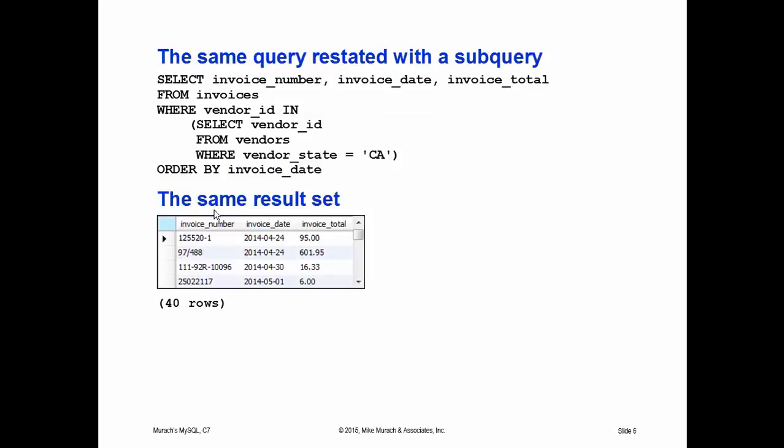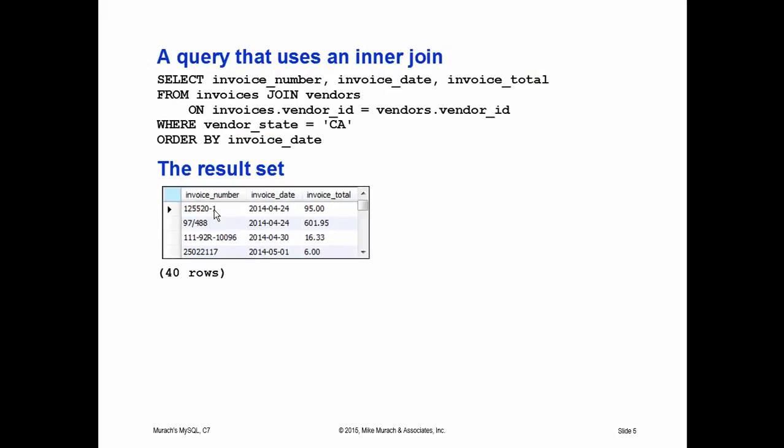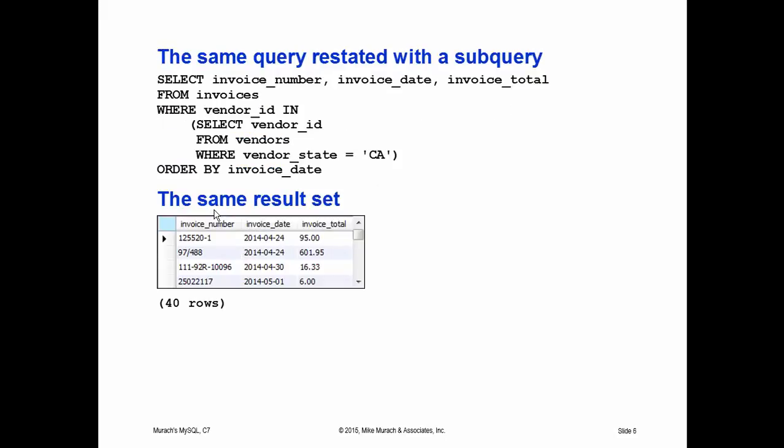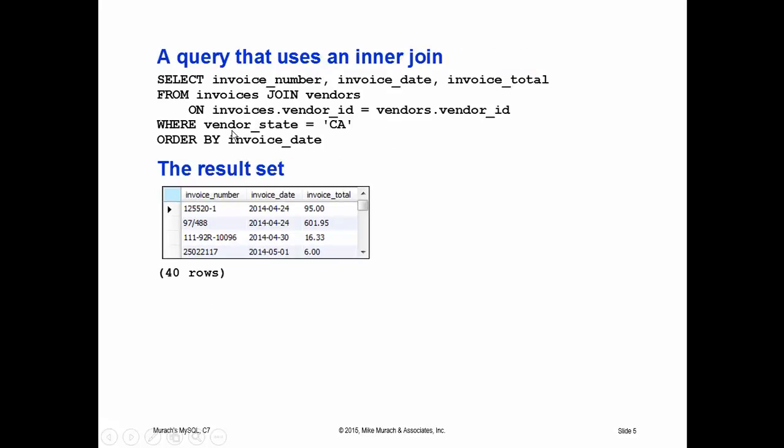So here's the same query, and you'll notice if you look at the results, they're the same, but in the second case, we're doing this as a subquery. The first thing we do is select the vendor ID from vendors where the state is California. That's going to throw out everyone who's in any of the other 49 states, or anybody non-California. Then we use the output from here as the input to the outside part. So again, two different queries, same result.